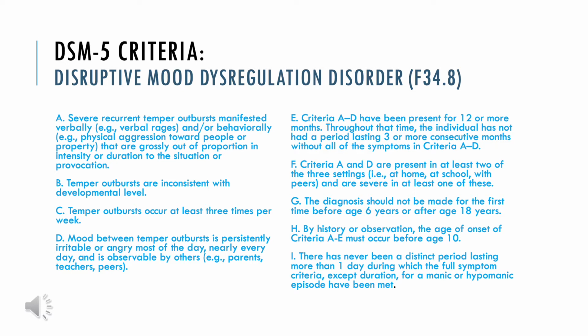G. The diagnosis should not be made for the first time before age 6 or after age 18. H. By history or by observation, the age of onset of criteria A through E must occur before age 10. I. There has never been a distinct period lasting more than 1 day during which the full symptom criteria, except duration, for a manic or hypomanic episode have been met. Diagnostic criteria will continue on the following slide.